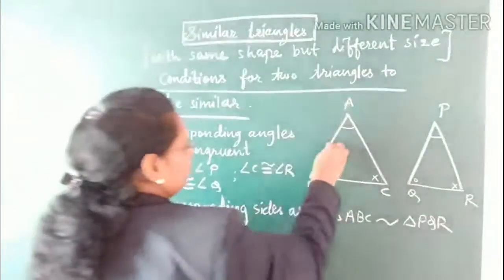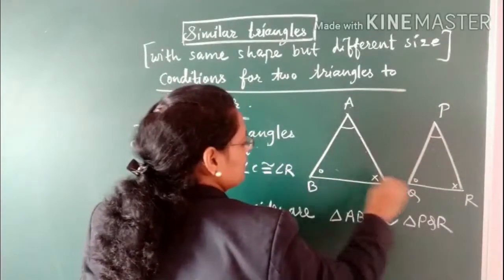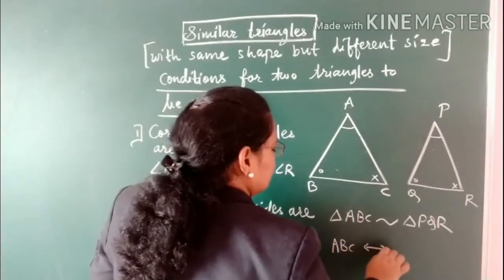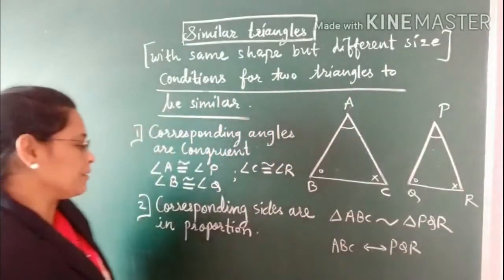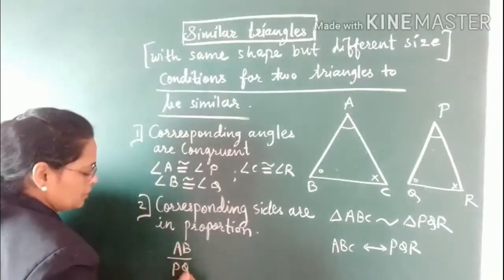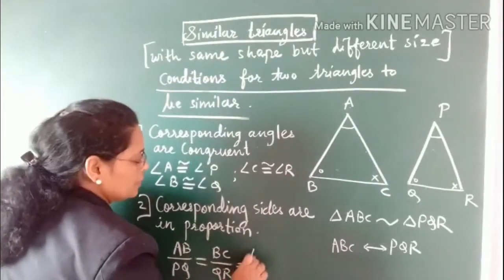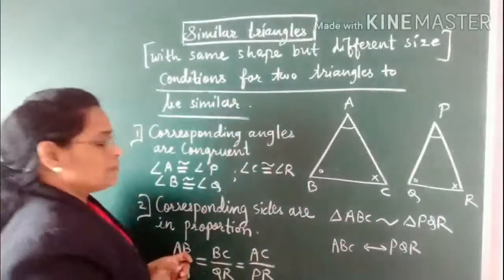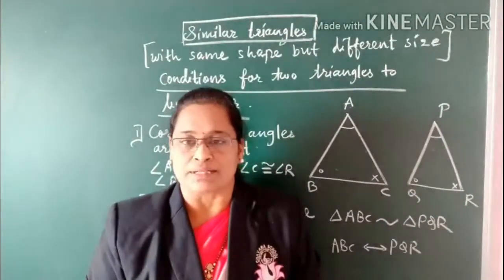Corresponding sides means AB corresponding to PQ, AC corresponds to PR, BC corresponds to QR. Here the correspondence also we have to understand. The correspondence of the vertices is like this: ABC corresponds to PQR. So the ratio of these sides like AB and PQ, that will be equal to BC and QR, and the ratio of AC to PR. This ratio is same, and therefore we say that the sides are in proportion. So there are two conditions for the similarity of the triangles.